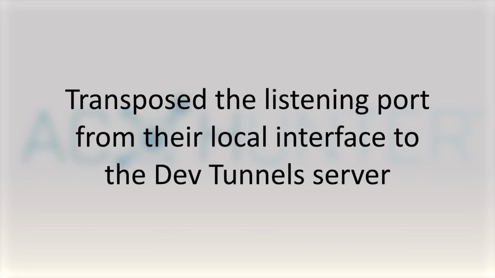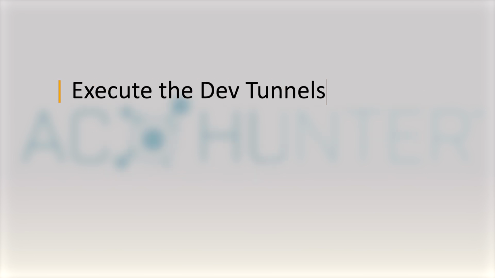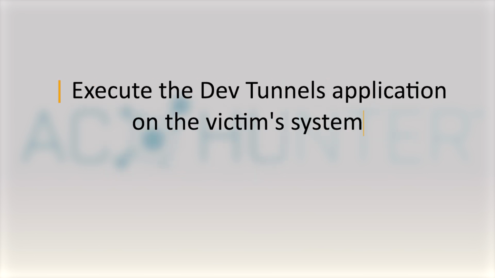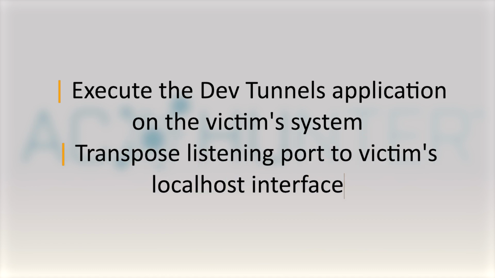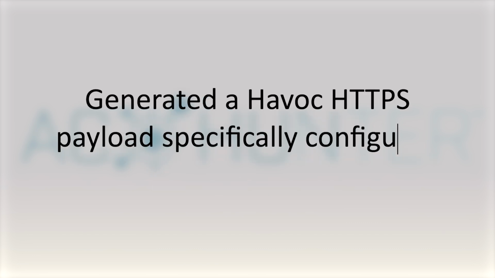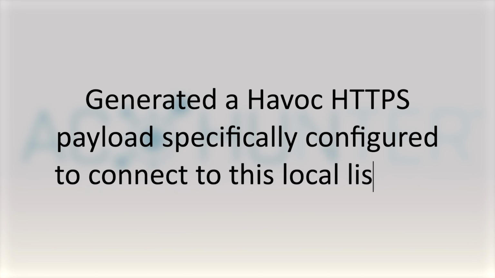To complete the full tunnel configuration, the adversary leveraged their existing shell access to deploy and execute the DevTunnels application on the victim's system. This additional tunnel segment had the effect of transposing the listening port once again, this time to the victim system's localhost interface. The adversary then generated a Havoc HTTPS payload specifically configured to connect to this local listener.